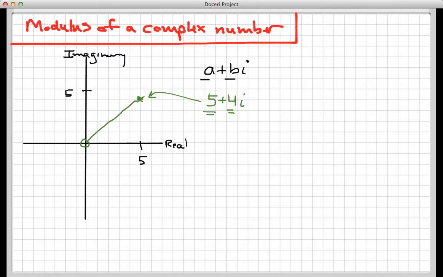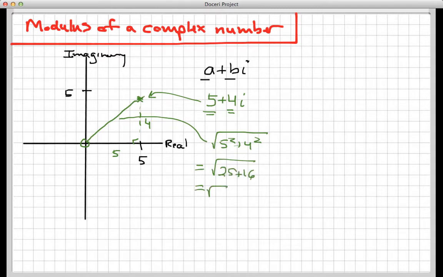Well, to find the length of that line segment, I can just use the Pythagorean Theorem. If I imagine a perpendicular being dropped right down to here, I see I've got a right triangle with 5 on this leg and 4 on this leg. So the length of this line segment here would be the square root of 5 squared plus 4 squared. And so just to finish this off, that would be the square root of 25 plus 16. That's the square root of 41. That's how far away from the origin that complex number is if I plot it. And that length is what we refer to as the modulus.